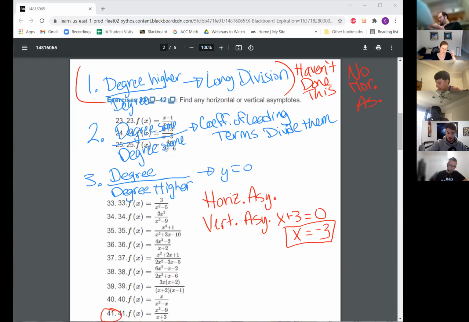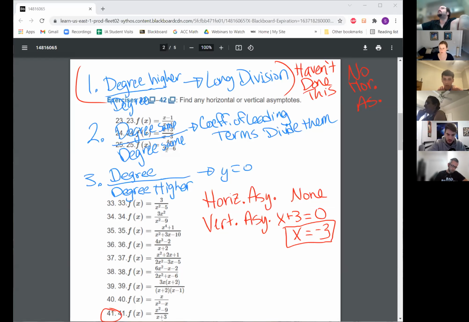Could I just take the x squared minus 9, also set it equal to 0? What's going to be one of these 3 cases? Which case is this? Is the degree on top higher? Are the degrees the same? Or is the degree on bottom higher? The degree on top is higher. So that would be long division, but we haven't learned that. So we instead are going to write no horizontal asymptote. Because technically it's a slant asymptote. So there's technically no horizontal asymptote. That's it.